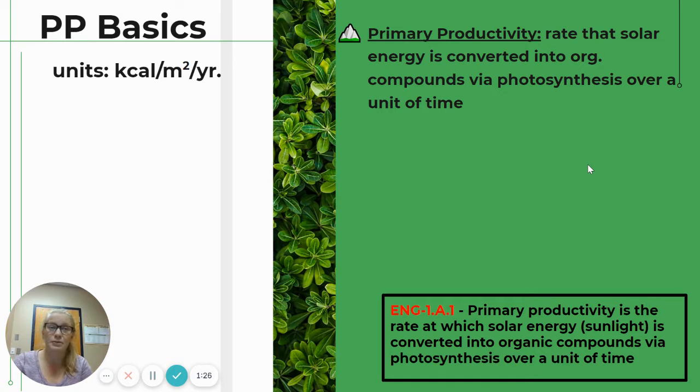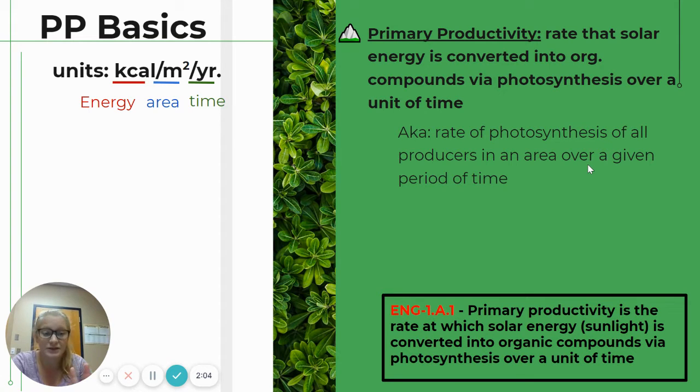So the unit that we're going to use for primary productivity is kcal per meter squared per year. That's going to be our average, our normal unit. You might see us use days instead when we're doing our lab. It's like a 2-part lab, and you'll do it for 48 hours or 2 days, so days will be changed out with years, but that's more in the future. So the kcal is our energy, meter squared is obviously our area, and then the time is the year.